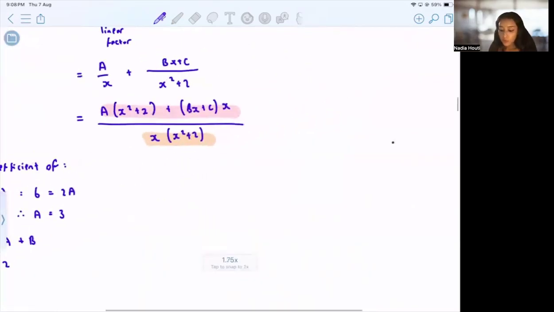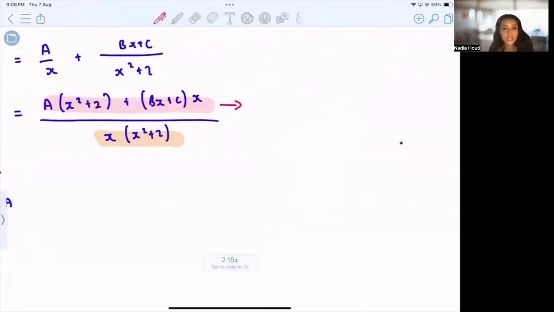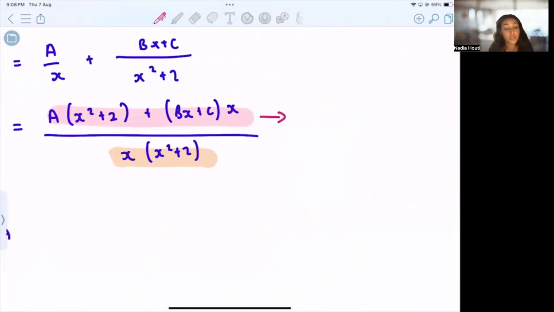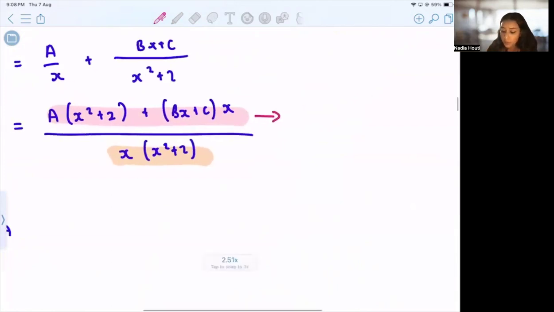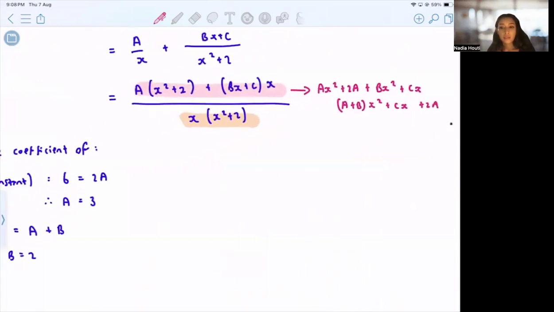If it helps, you can also expand this if it's confusing, to see what is the x term, what is the constant, and what is the x squared term. So this is ax squared plus 2a. I'm just expanding the numerator, plus bx squared plus cx. Then you can combine the similar terms. So a plus b will give you the combined x squared term, plus cx plus 2a. So you can see where the constant is, where the x term is, and where the x squared term is. Maybe it's easier to compare like this.